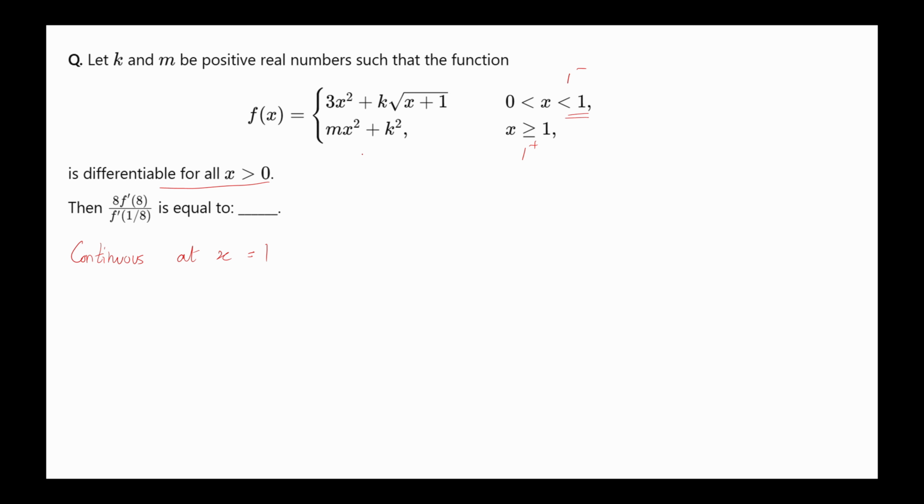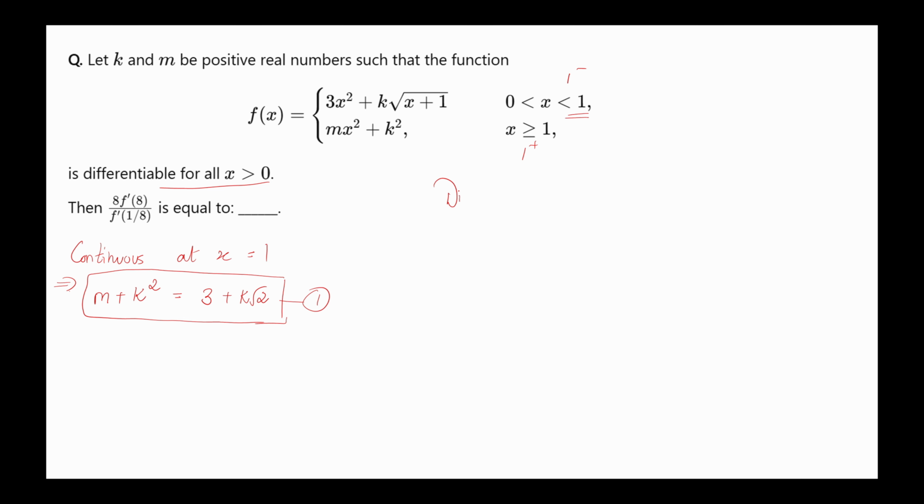If I find out my limit here for 1 plus and 1 minus, what is it going to come out to be? Based on continuity, I can say that if I simply put 1 in both the equations, what am I going to get? m plus k square. This value would be equal to 3 plus k root 2. So this is my first equation that I've gotten. I can simply substitute the values of 1 in both the equations, right? Because it is not an indeterminate form. So I can get these values.